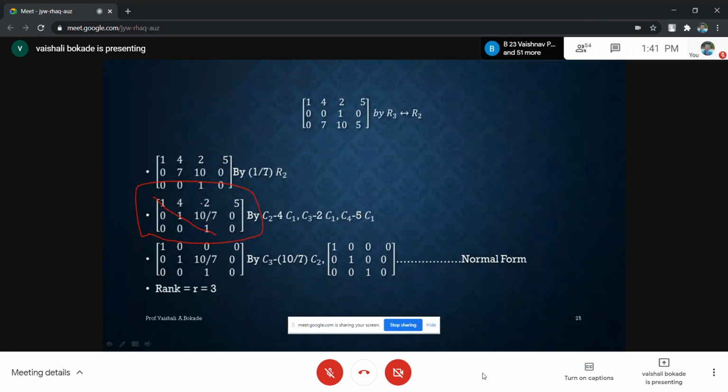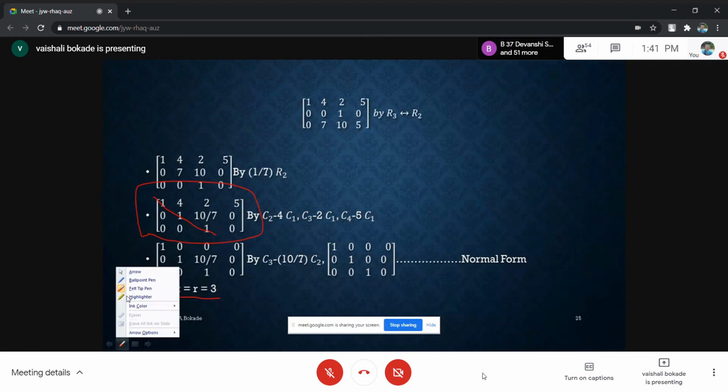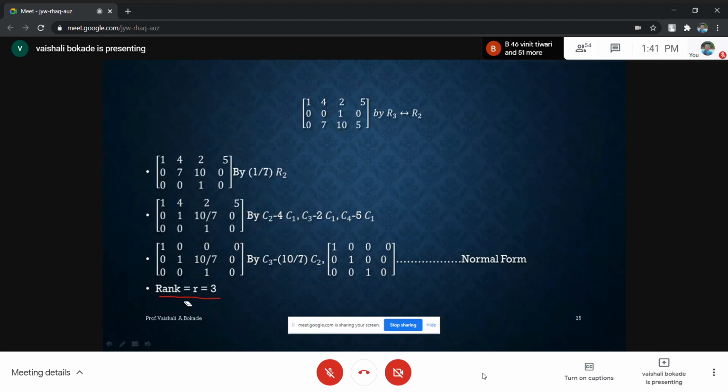So it is echelon form, and all three rows are non-zero rows. So the rank of my matrix is 3 here. Yes, the rank of this matrix is 3, because all three rows are non-zero rows. Yes, this is echelon form.